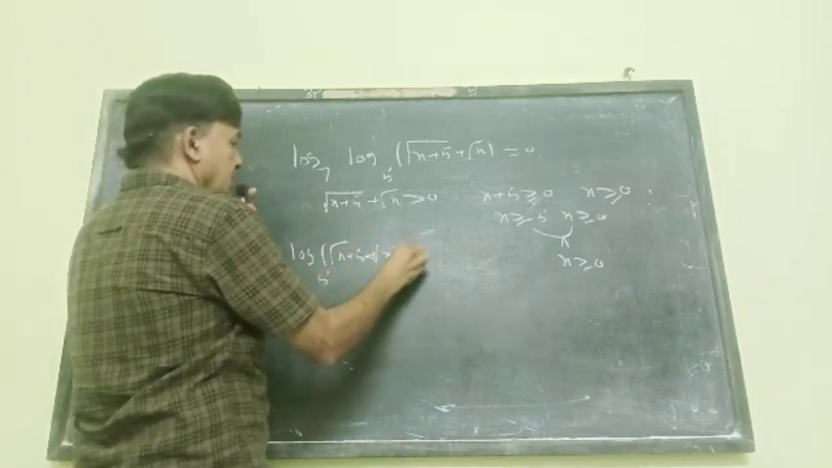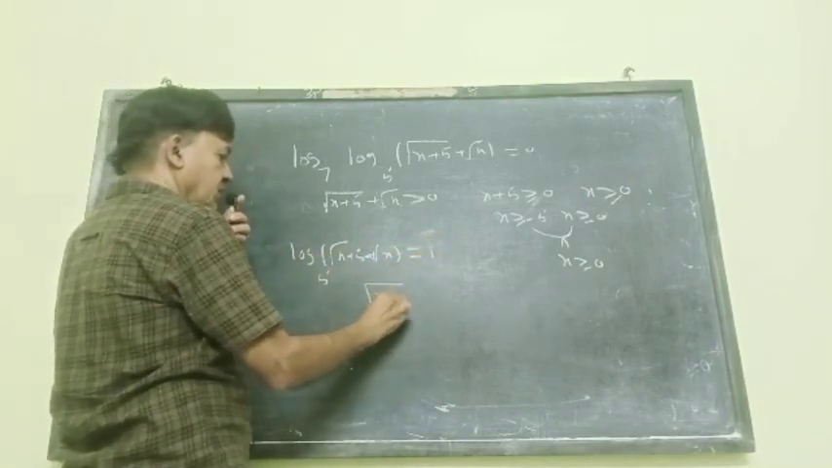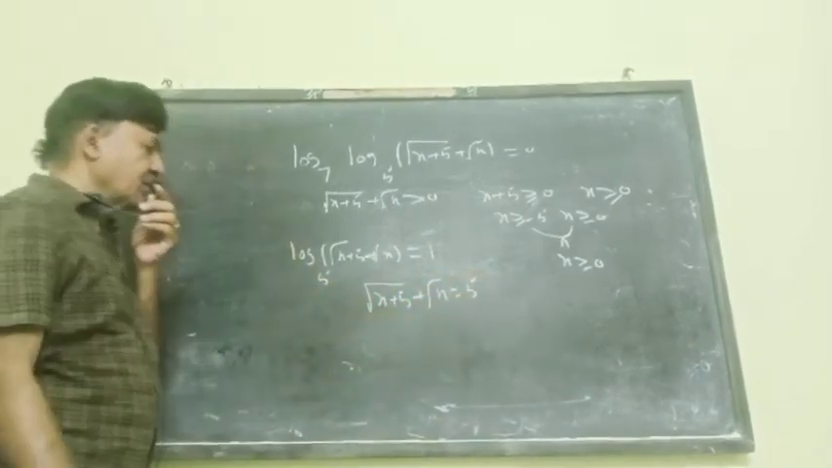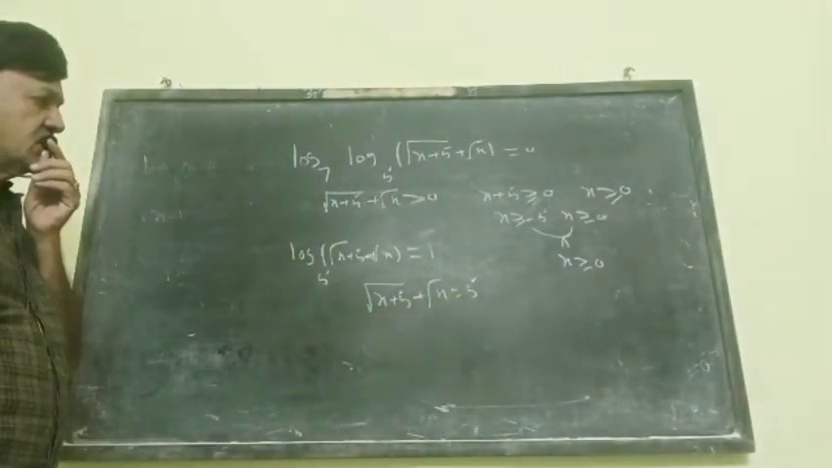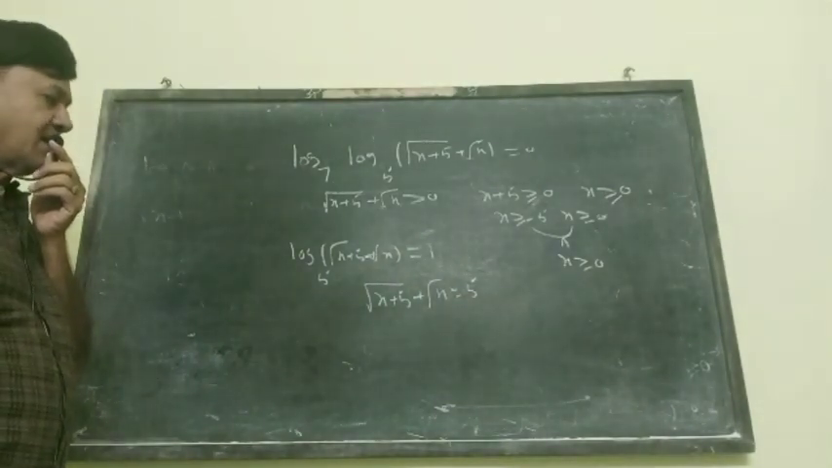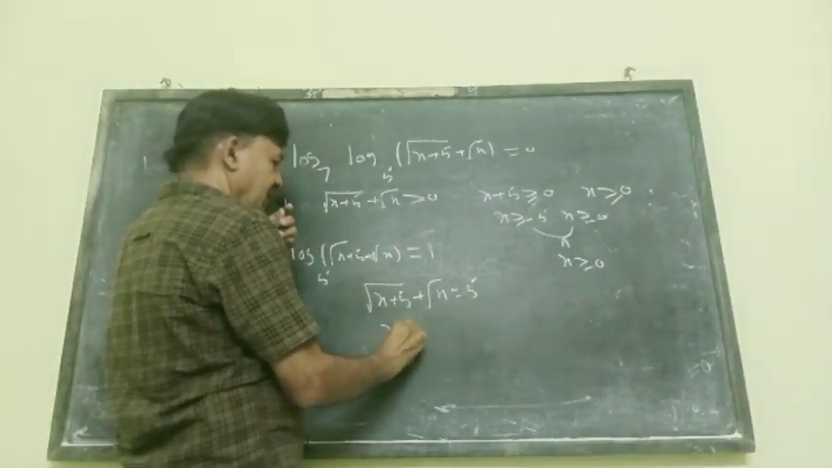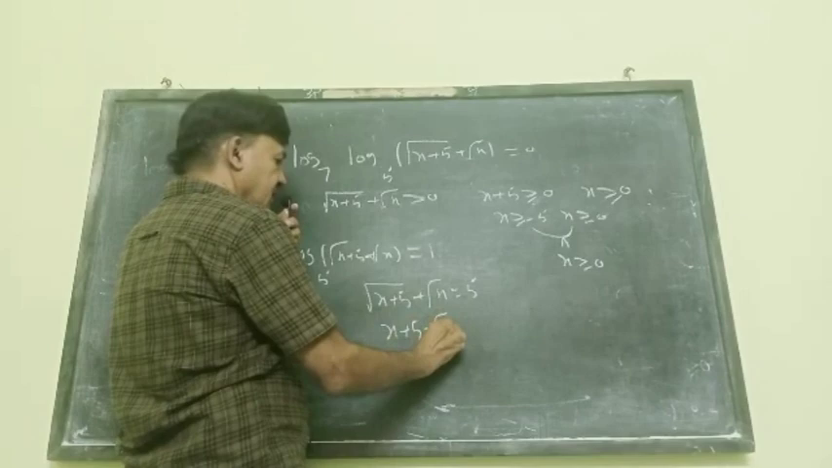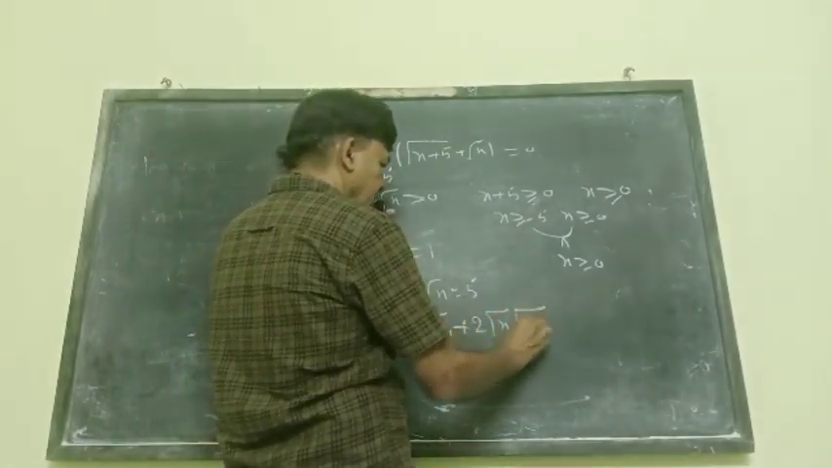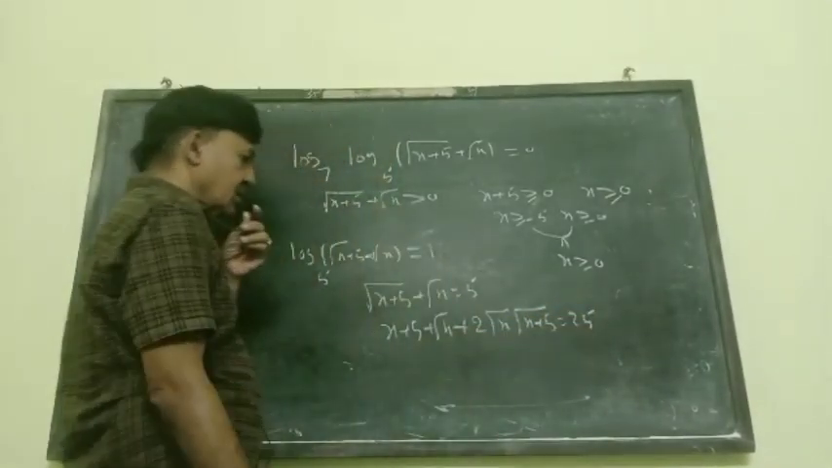Now first remove this log, you will get log of root x plus 5 plus root x to base 5 is equal to 1. Remove this log. Root x plus 5 plus root x is equal to 5. Now square on both sides. x plus 5 plus x plus 2 root x into root x plus 5 is equal to 25.